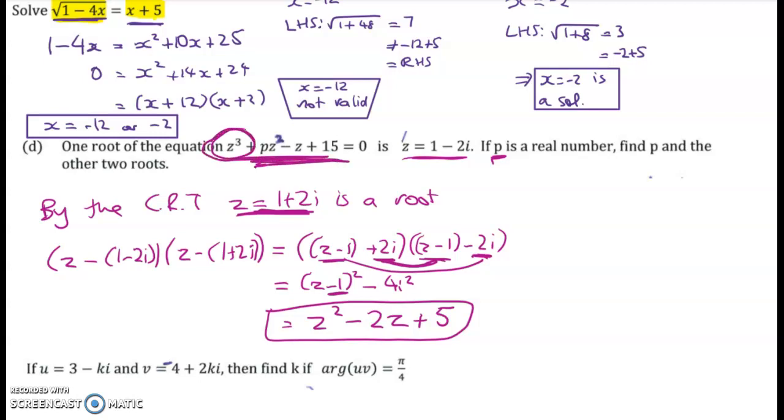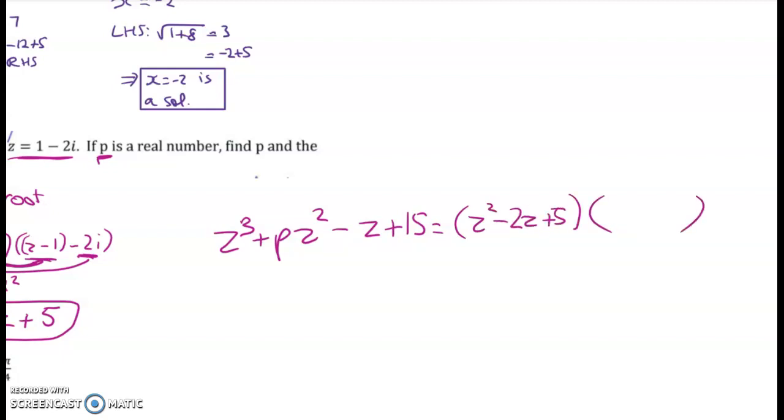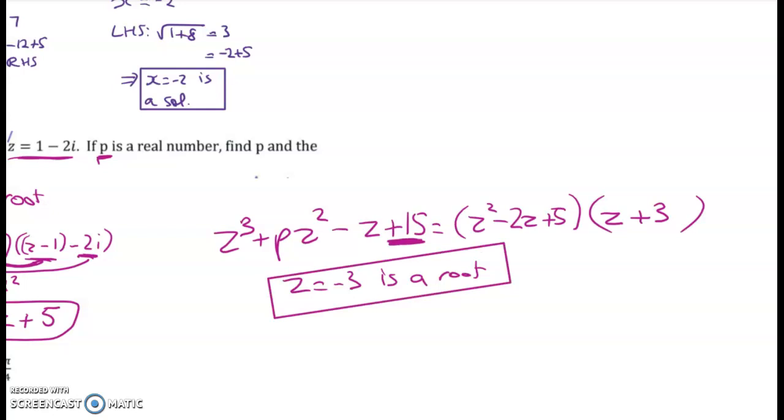So I know there are going to be 3 roots, right? So just moving over here, magically, we've got z cubed plus pz squared minus z plus 15. And we know now that that equals our quadratic term times something something. Well, the first something's got to be z, and then to get the 15 matching up, we have to have a plus 3 in here. So that means that we can now work out the last root. So z equals negative 3 is a root, and we also had to work out what p was.